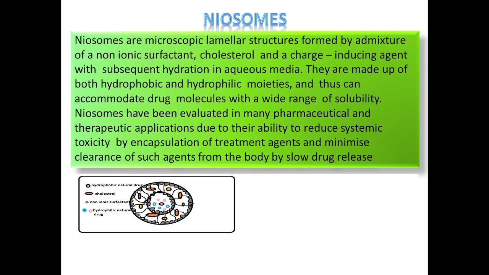Niosomes are microscopic lamellar structures formed by admixture of non-ionic surfactant, cholesterol and charge-inducing agent with subsequent hydration in aqueous media. So what are these? These are microscopic lamellar structures, and how are they formed? They are formed by admixture of non-ionic surfactant, cholesterol and charge-inducing agent, which is followed by hydration in aqueous media.